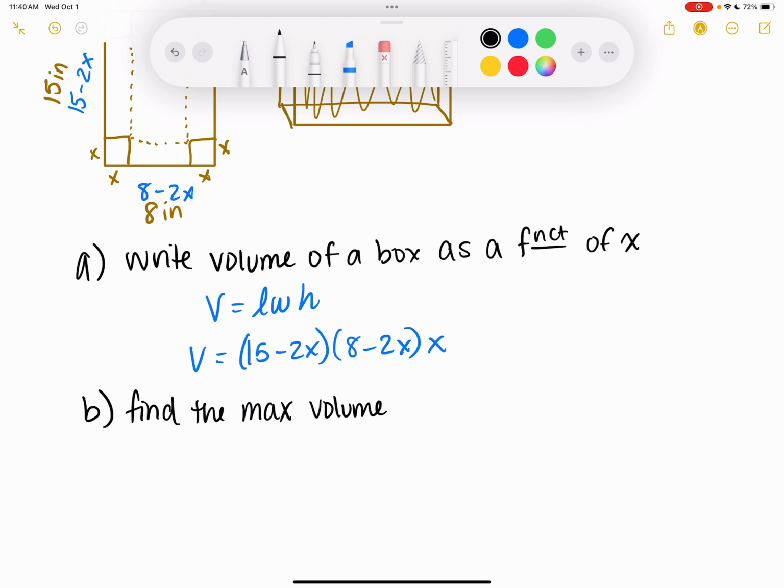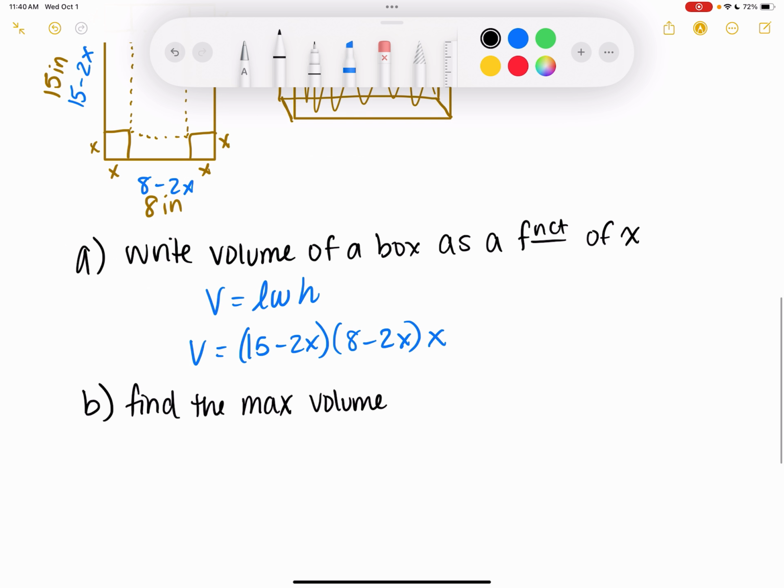90.7, it's in inches, right? Yeah, inches cubed. Okay, so the y value is your volume. Now, don't clear this yet, leave that there.